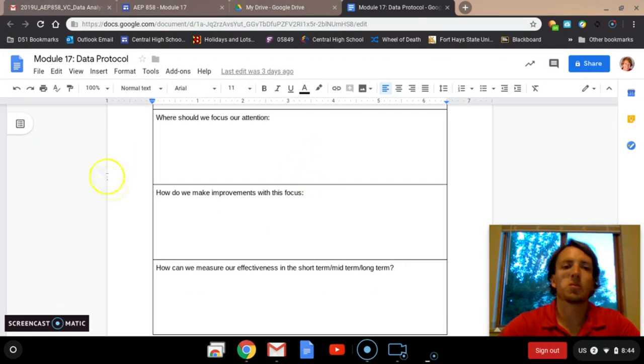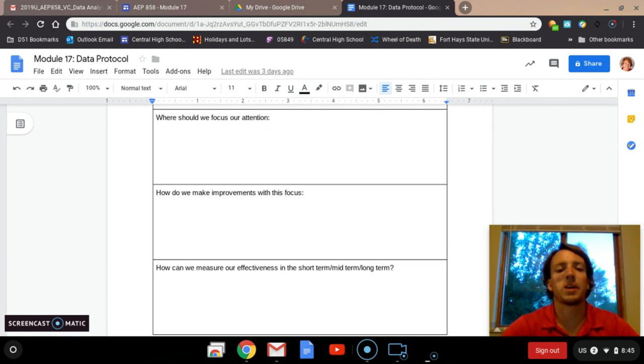And really, the whole purpose of having this protocol in place is to start to know where we need to focus and what improvements we need to make. So that's what I included here in my protocol as well: by looking at the data, where should our focus of attention be and what improvements can we make as we focus on these sections.